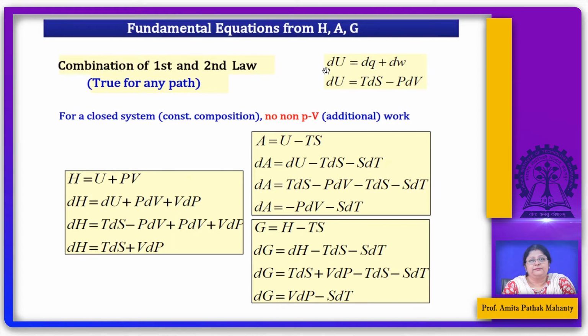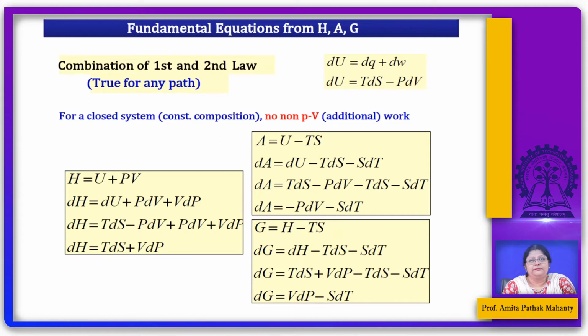How did the first law get modified? The first law got modified by the change of the term dq. The amount of heat transferred between the system and surrounding, if it was carried out reversibly, can be equated with T delta S, because delta S is defined as dq reversible by T. So this is the new equation which we have for the internal energy.